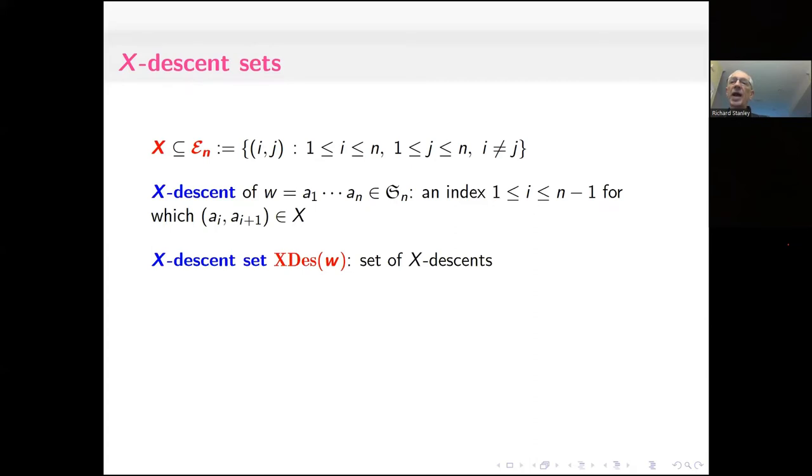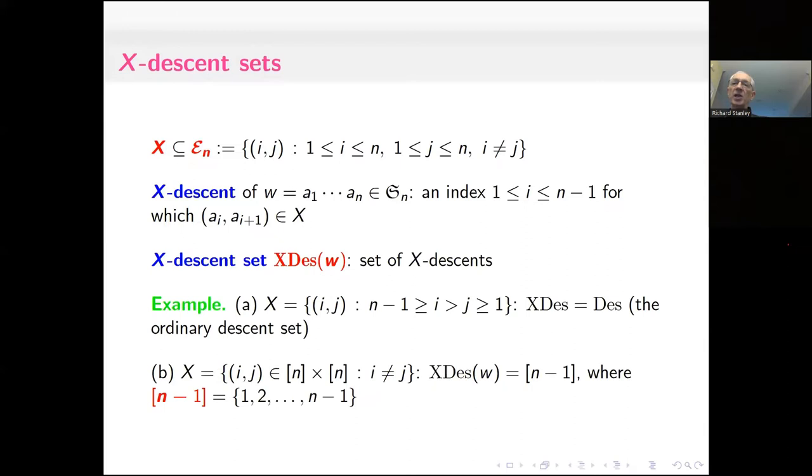The X descent set, D_X(w), will be the set of these positions of the X descents. So for example, if X consists of all pairs (i, j) for which i is greater than j, then the X descent set is just the ordinary descent set. We're looking at the pairs of consecutive elements where the first one is greater than the second. So X descents generalize ordinary descents.